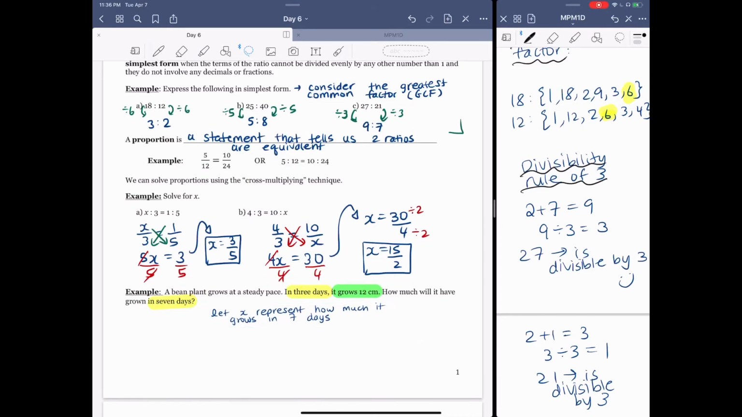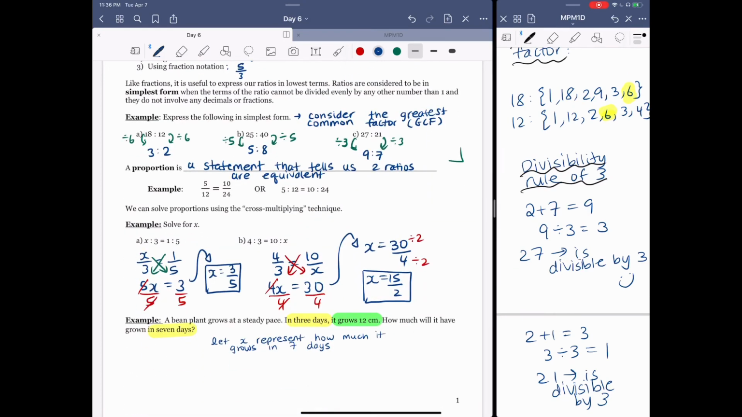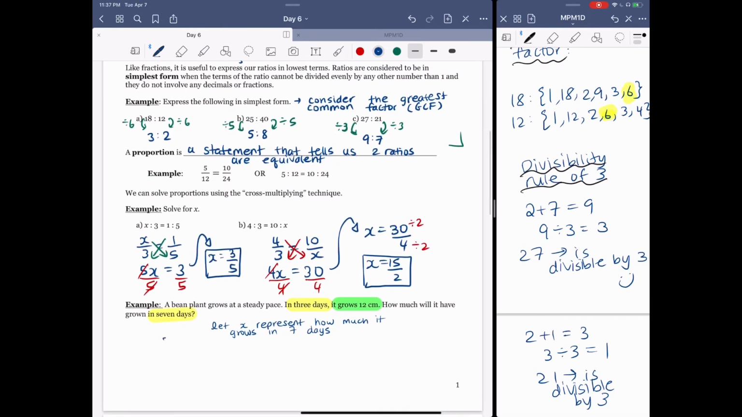So using the initial part, see how in 3 days it grows 12 centimeters? That's like a statement, like you having a ratio. So that is the ratio of that situation. So what I'm going to write is, in 3 days, it grows 12 centimeters. So I kind of have invisible units in mind. I'm talking about days on top and centimeters on the bottom to try to break down how I'm going to write my proportion equation.